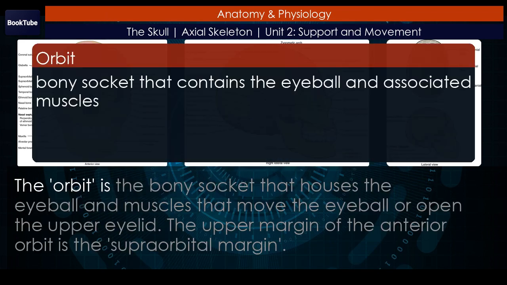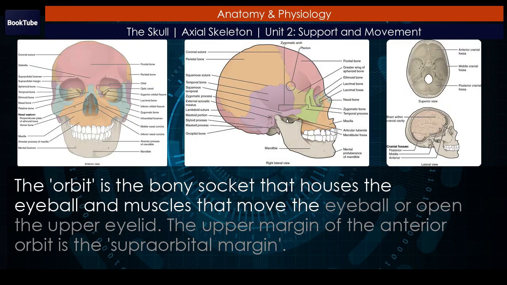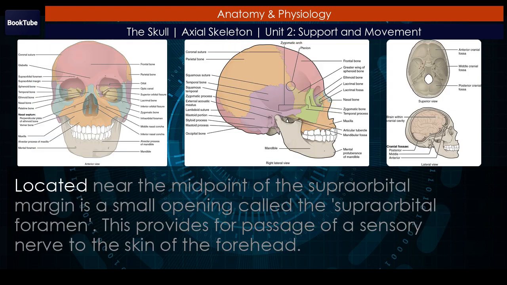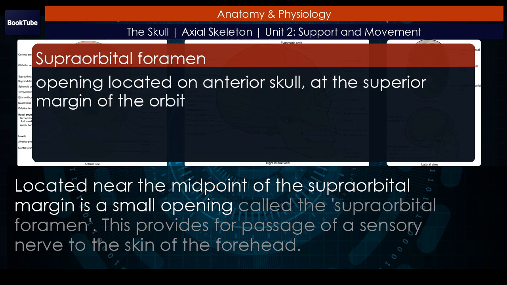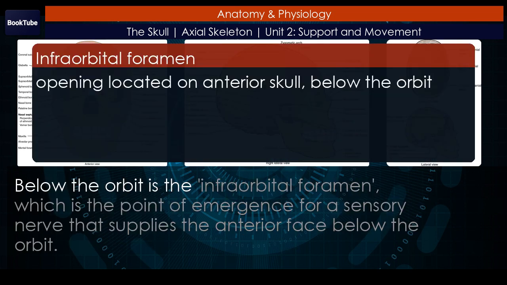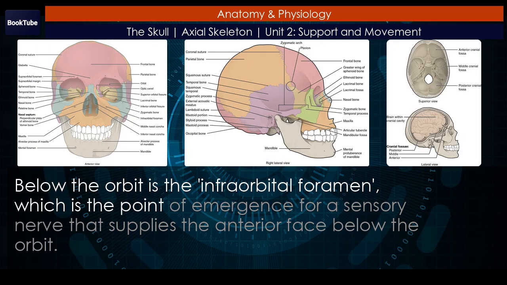The orbit is the bony socket that houses the eyeball and muscles that move the eyeball or open the upper eyelid. The upper margin of the anterior orbit is the supraorbital margin. Located near the midpoint of the supraorbital margin is a small opening called the supraorbital foramen. This provides for passage of a sensory nerve to the skin of the forehead. Below the orbit is the infraorbital foramen, which is the point of emergence for a sensory nerve that supplies the anterior face below the orbit.